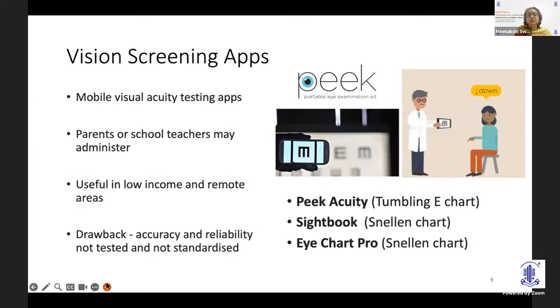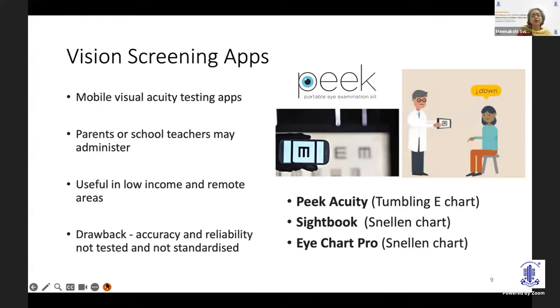So what do we have? Well, this is the day and age of apps. We have vision screening apps, and PEEK is a portable eye examination kit. That's what it stands for. It's an app which uses the tumbling E chart. There are also others called the Sightbook and iChart Pro, which use a Snellen. So these are typically loaded on the mobile. Parents or school teachers may administer.